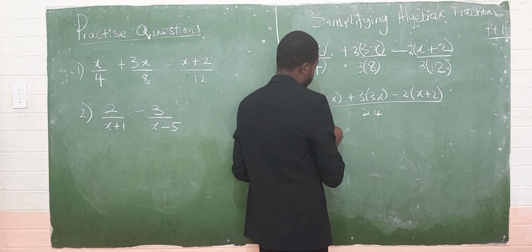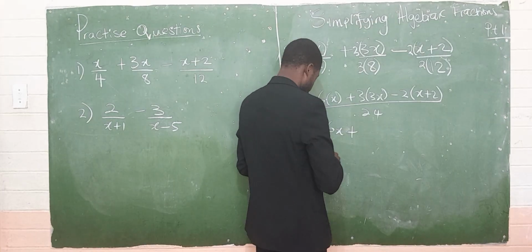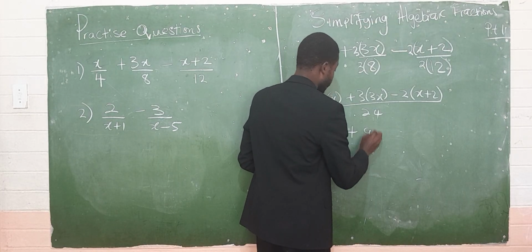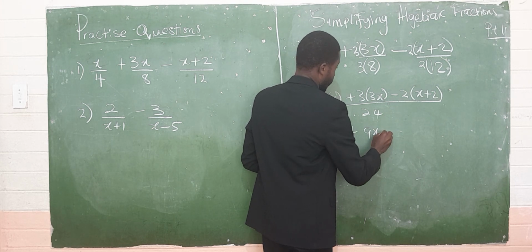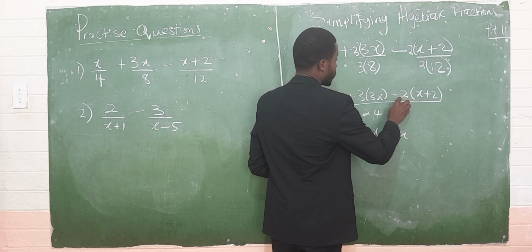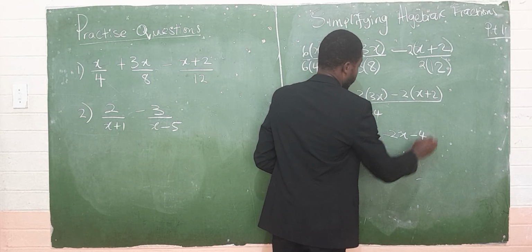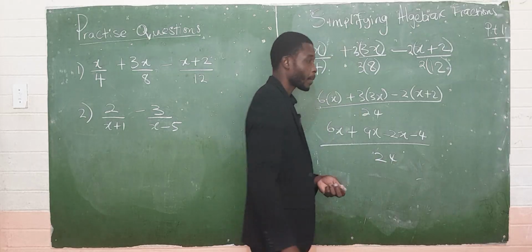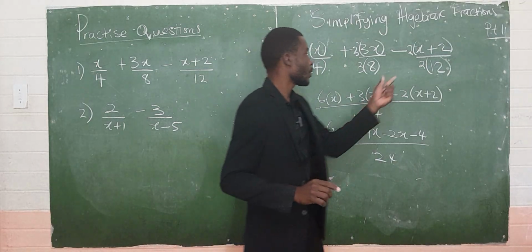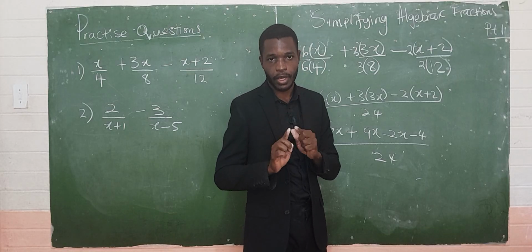6 times x plus 6x plus 3 times 3x plus 9x minus 2 times x, that's minus 2x, and minus 2 times 2 is minus 4, all over 24. Notice when I had two terms right there, I had to use brackets.